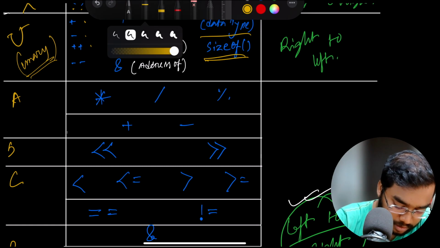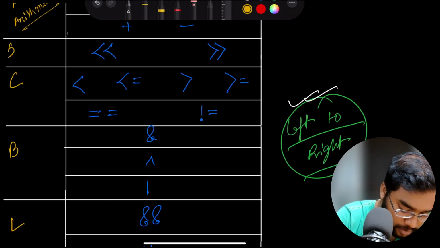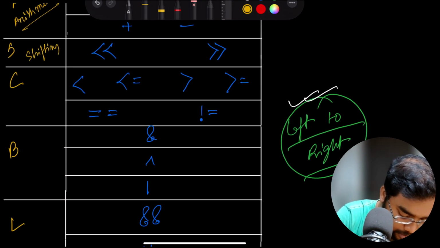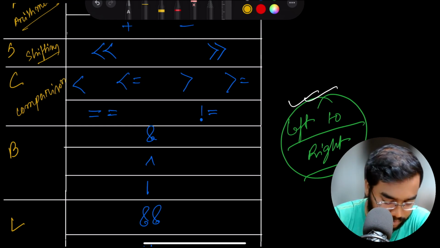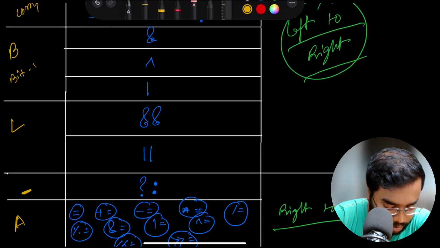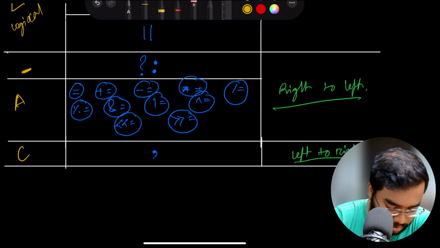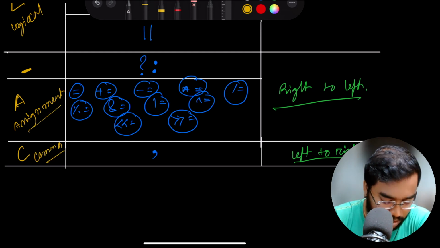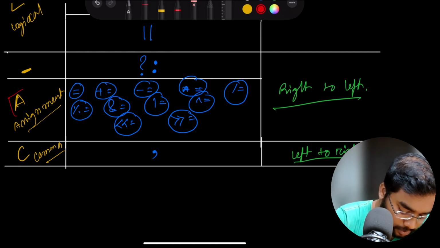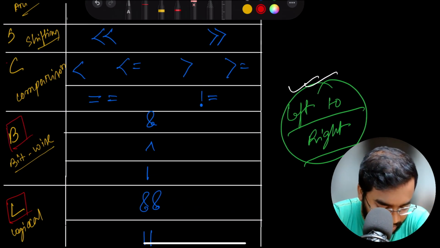So let me write down all the full forms, which is arithmetic, shifting, comparison, then bitwise or Boolean, you can say. This is logical. This is assignment. And here it is comma. Okay. So you can see that I have written everything here, and we are going to summarize the thing now.